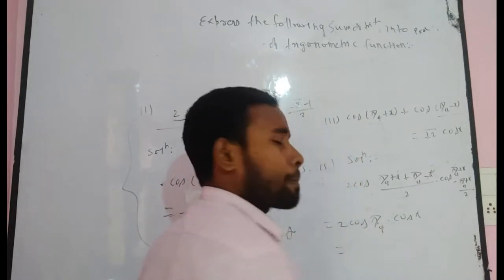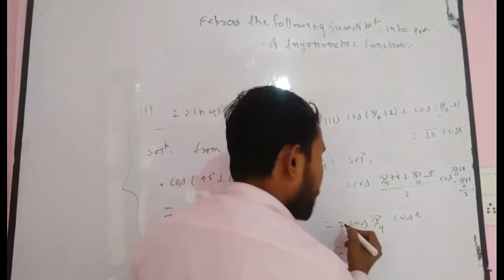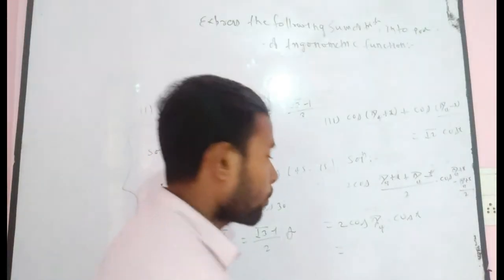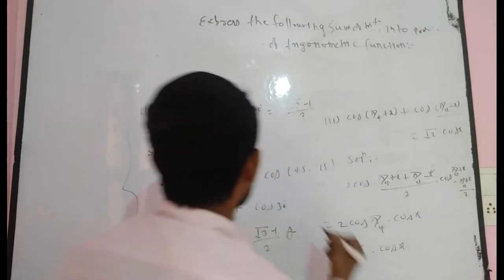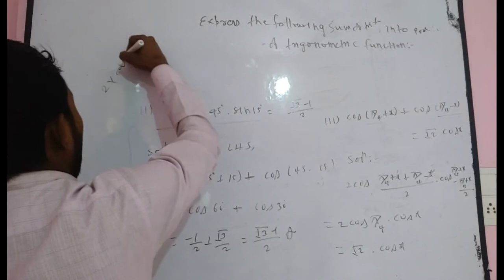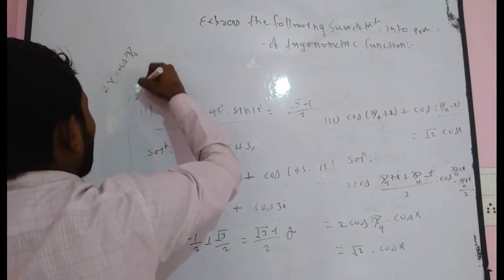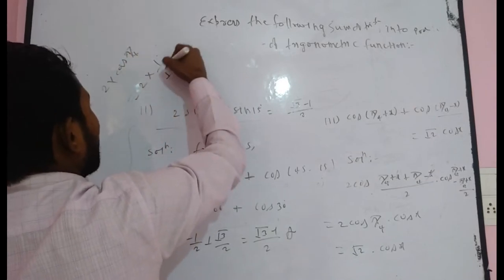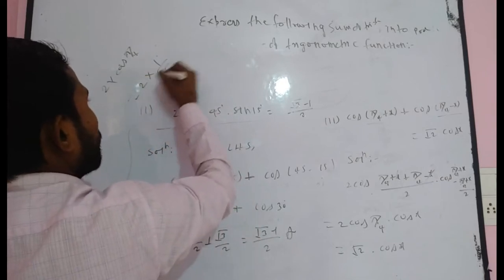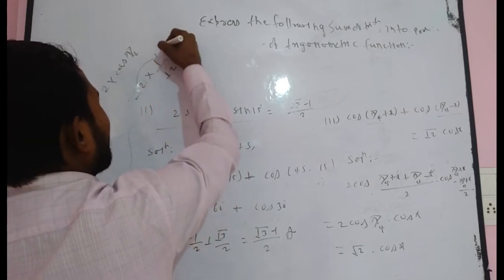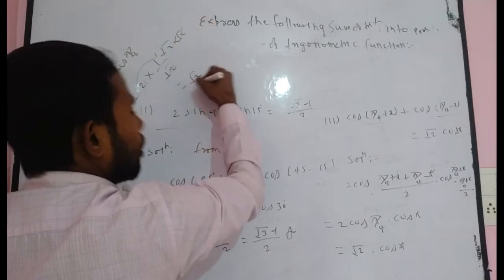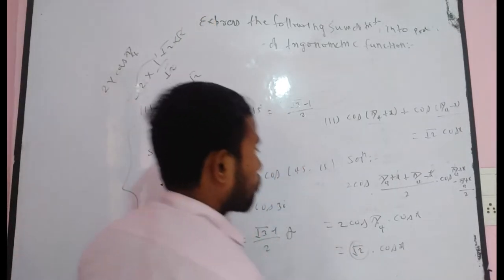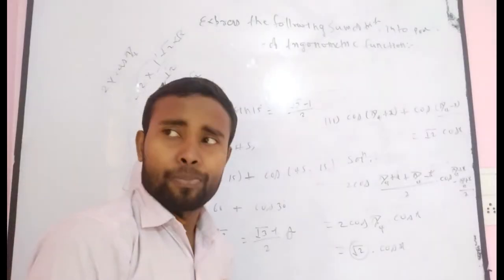As you know that cos pi by 4 is equal to 1 by root 2. If you multiply 2 by 1 by root 2, then you get root 2 into cos x. If you can't understand it, 2 times cos pi by 4 will be root 2, as root 2 can be written as root 2 times root 2, and root 2 cancels, and here you get root 2. So you can find root 2. I think you understand this question also.